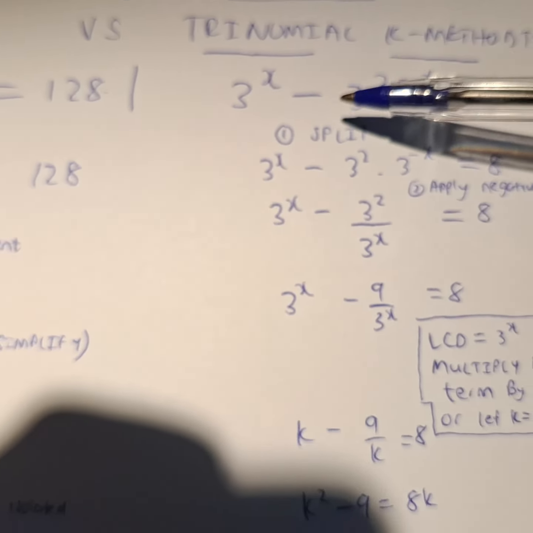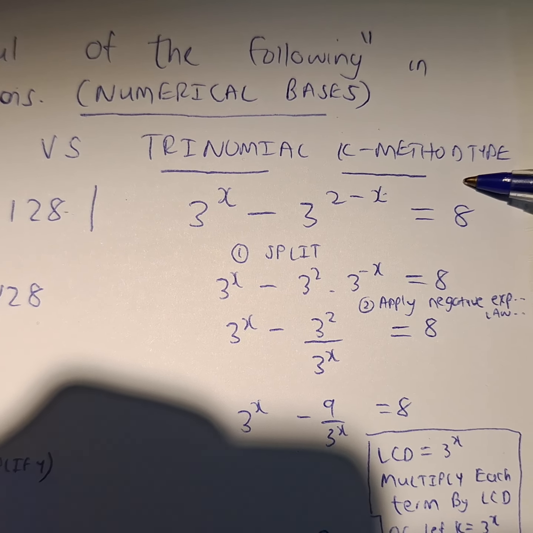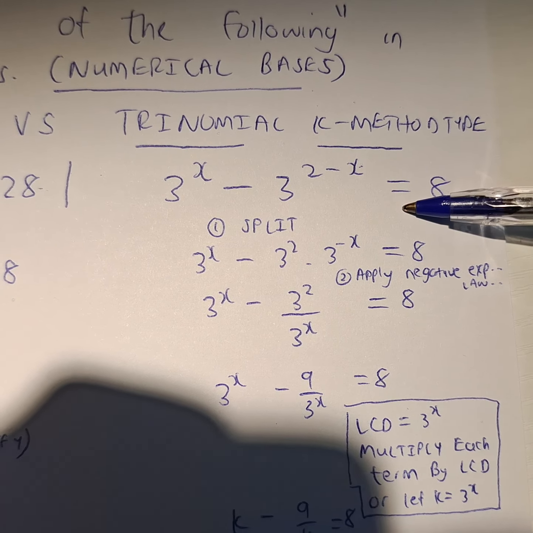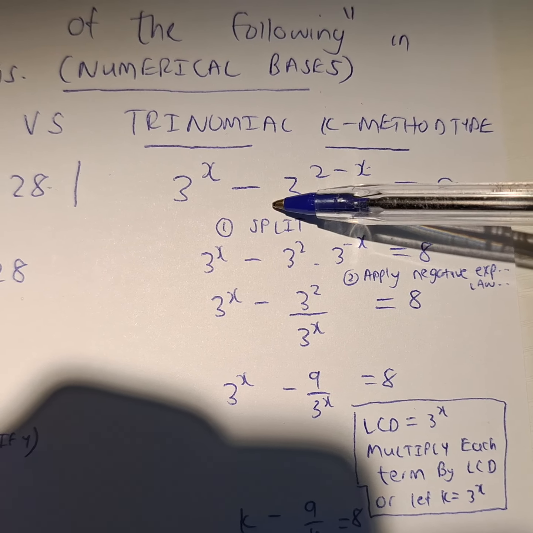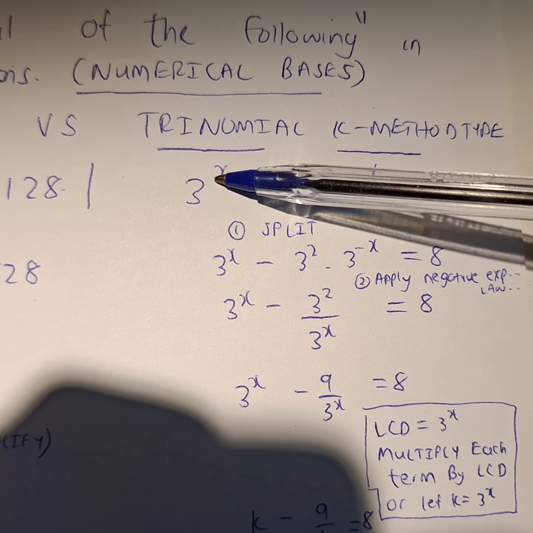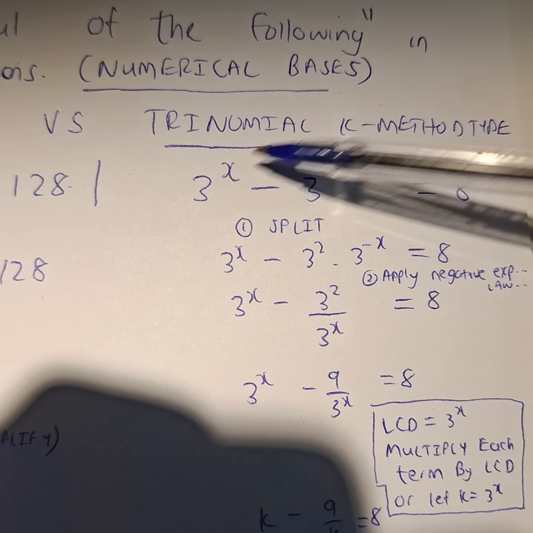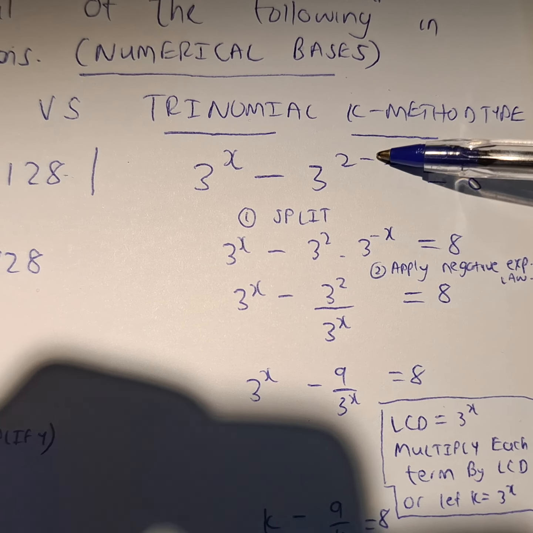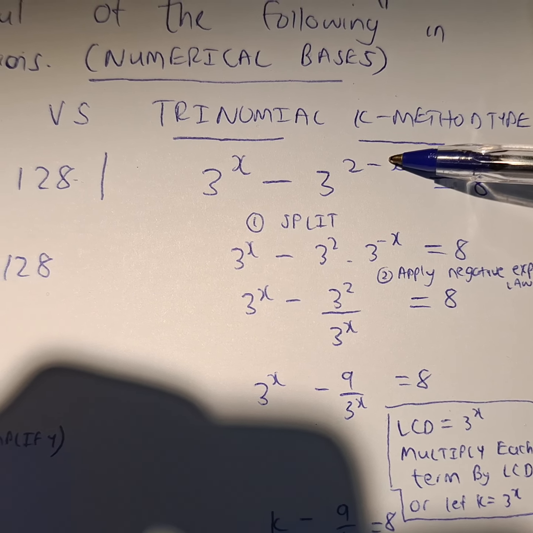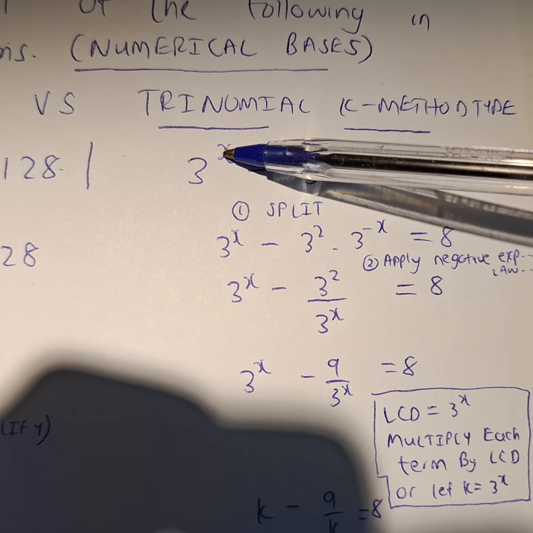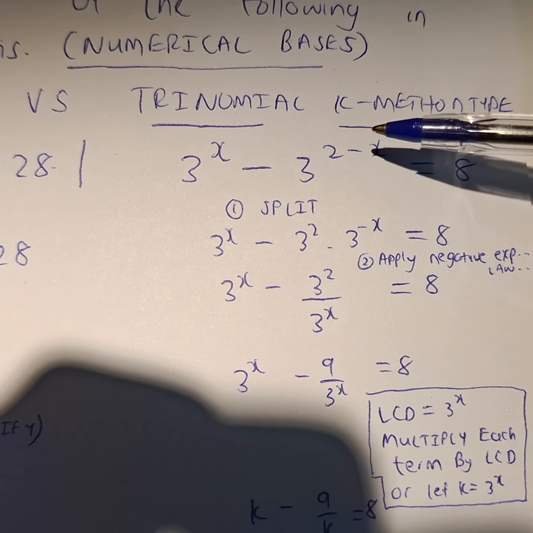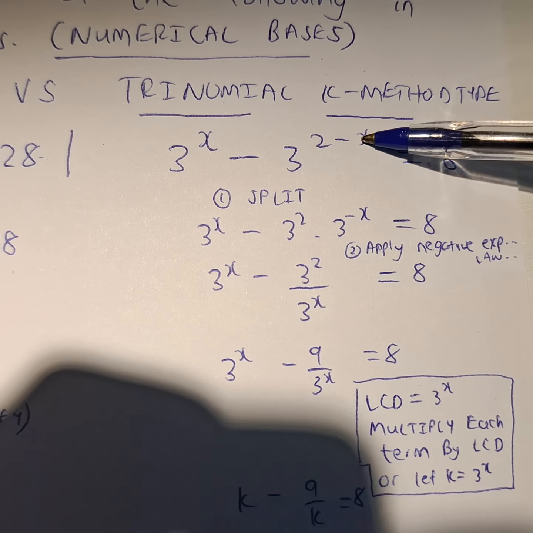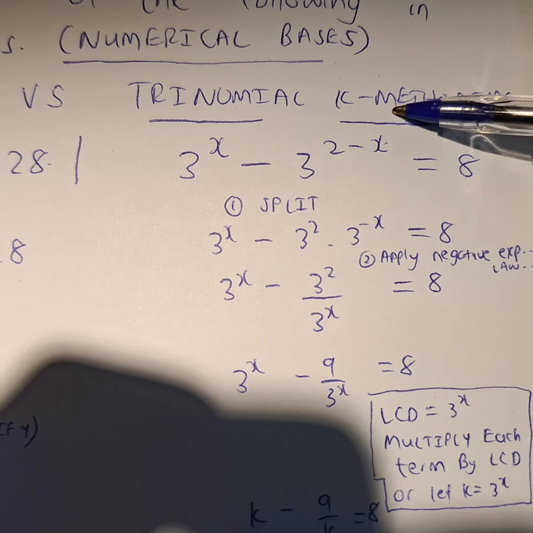If we go over to my other side, the trinomial K method type, we have 3 to the power x minus 3 to the power 2 minus x is equal to 8. For the same base, base 3, the variable x, the exponent, has a coefficient of 1 here, but on the other side we have a coefficient of x which is negative 1. Yes, negative 1. Because one is positive for the variable and the other one is negative for the same coefficient 1, then we know that that is the trinomial K method type.